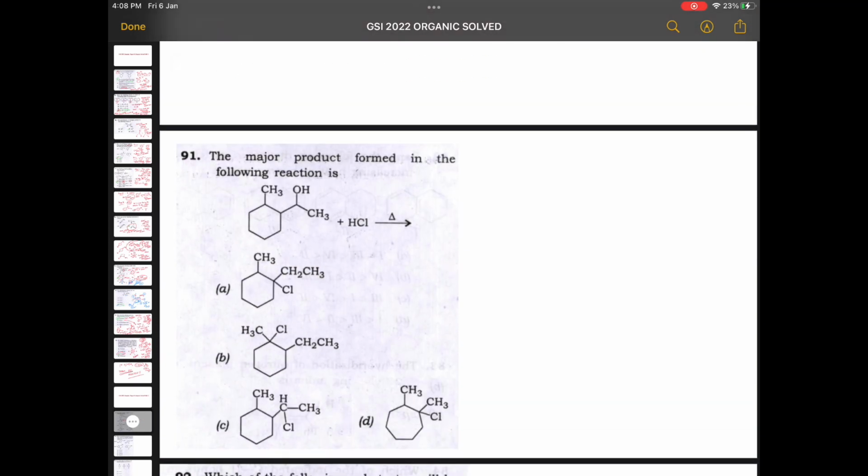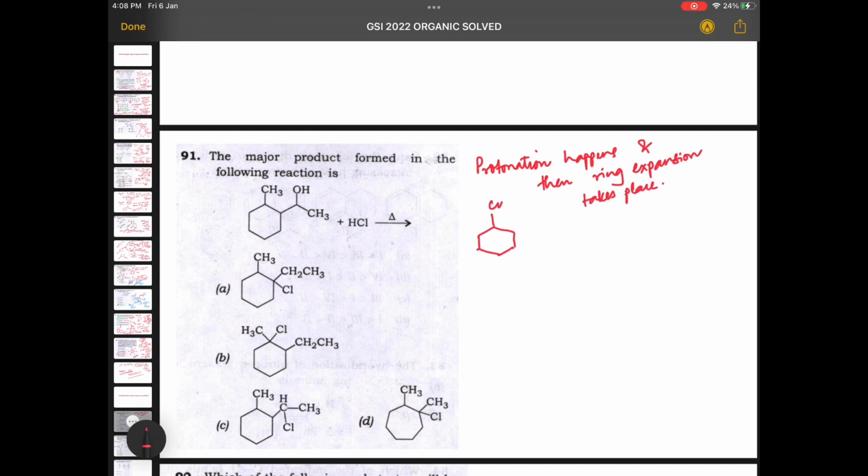So let us check this first question that has been given to us. As you can see that acid is present, so protonation would happen in the OH and then ring expansion should take place due to carbocation stability. So secondary carbocation would form first, as we can see. So let us see the mechanism. We would know more about this reaction.